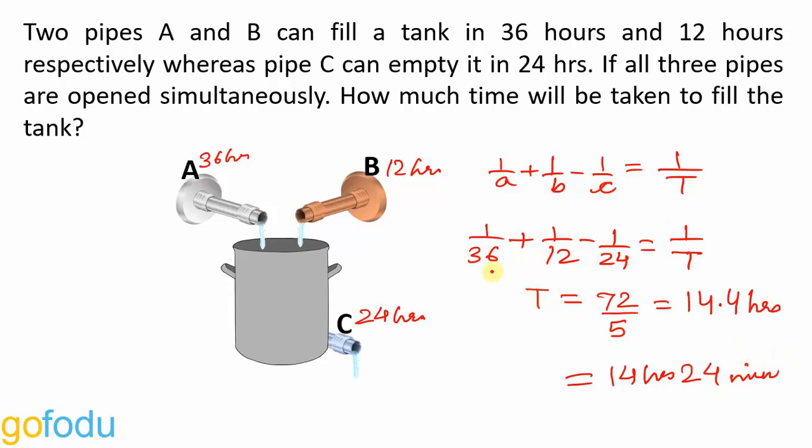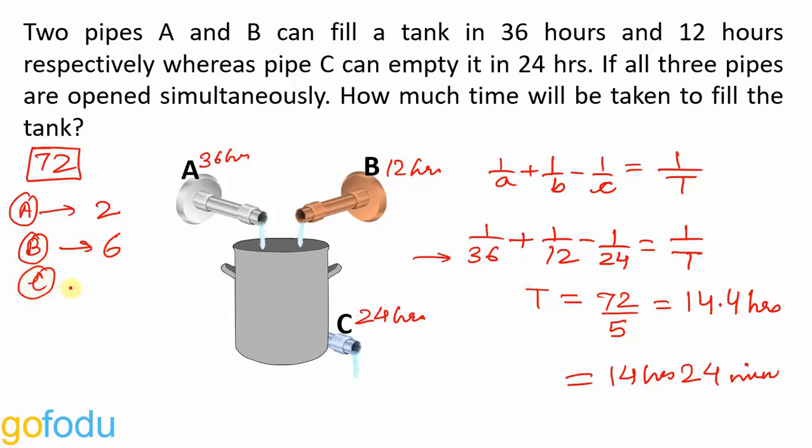The same could be done by the LCM approach as well. In this method we took the LCM in the last step. Here, this step is where we took the LCM of 36, 12 and 24. For the LCM approach, we will take the LCM in the very first step. So the LCM of 36, 12 and 24 is 72, that we are going to call total work. 72 is the total work, and A finishes 72 units of work in 36 hours. So in 1 hour, A must be doing 2 units of work. In 1 hour, B must be doing 6 units of work, and C must be doing minus 3 units of work because C is doing negative work.